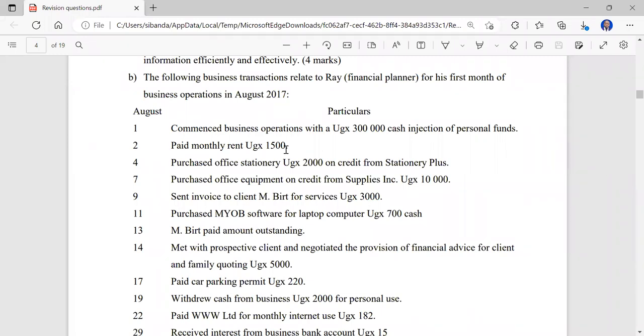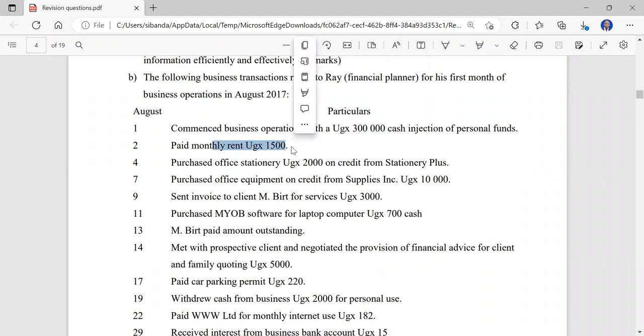So if they're telling us that we commenced a business operation with 300,000 cash injection from personal funds, we know that here would be a capital account and there will be cash. So we are going to debit our cash with 300,000, and we shall credit our capital with 300,000. So you put that into the ledger accounts.